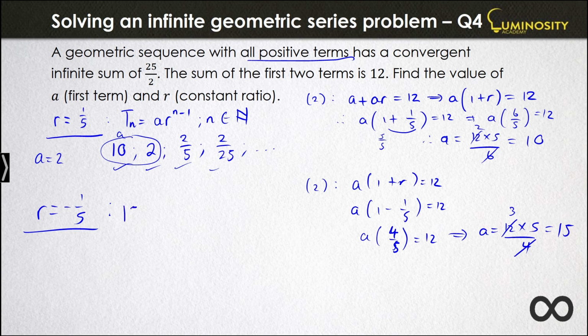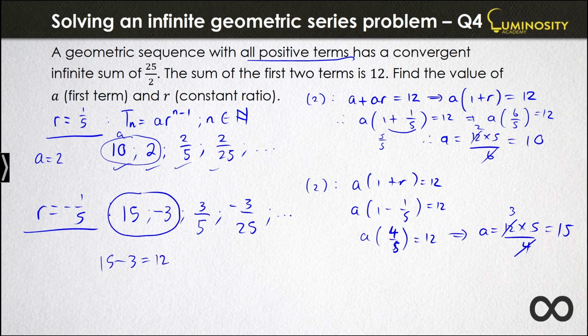So in this sequence, it's going to be 15 times negative 1/5, which gives you, 15 divided by 5 is 3, but negative, so negative 3. Times negative 1/5 again, it's going to give you positive 3/5. Times negative 1/5 again, negative 3/25. So even though the sum of the first two terms is 12, 15 minus 3, it breaks down because all the terms are not positive. There are now negative terms alternating in this sequence. So although there were two possible values for r, and both did meet the convergence criteria, the fact that we were told that they had all positive terms was the differentiating factor to finding the correct r value.